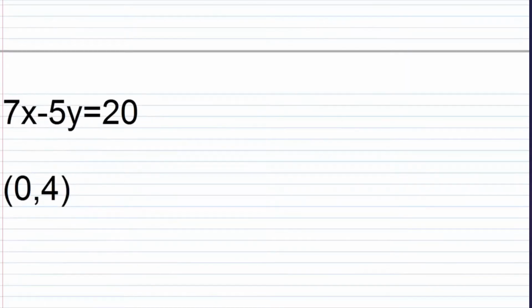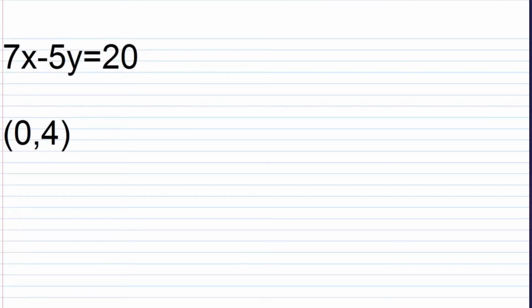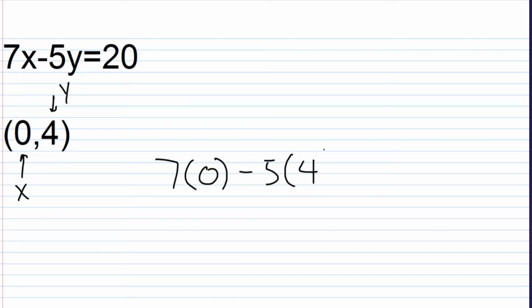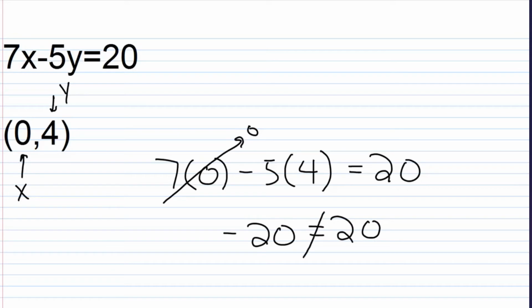Okay, let's look at a more difficult equation. Here we have 7x minus 5y equals 20, and we're given an ordered pair of 0, 4. Again, nothing changes. This 0 is our x value and this 4 is our y value. So I'm plugging in a 0 for x, so 7 times 0, and a 4 for y, so minus 5 times 4. 7 times 0 is 0, so that will go away. I'm left with negative 5 times 4, that's negative 20. And that is not equal to 20. So no, this is not a solution.